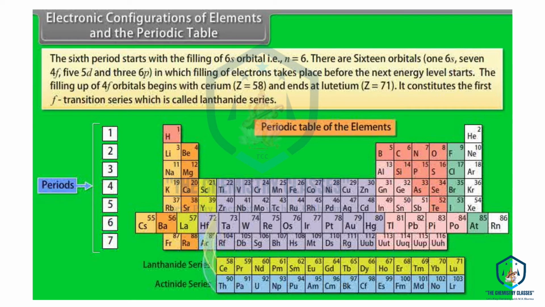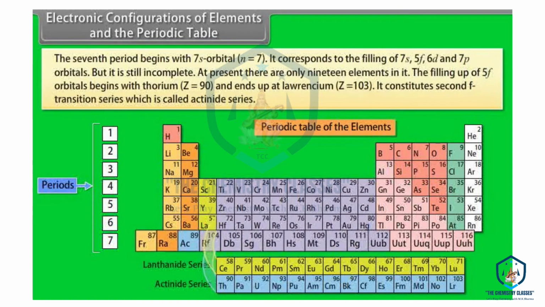The filling up of 4f orbitals begins with cerium, atomic number is equal to 58, and ends at lutetium, atomic number is equal to 71. It constitutes the first f transition series, which is called the lanthanide series.